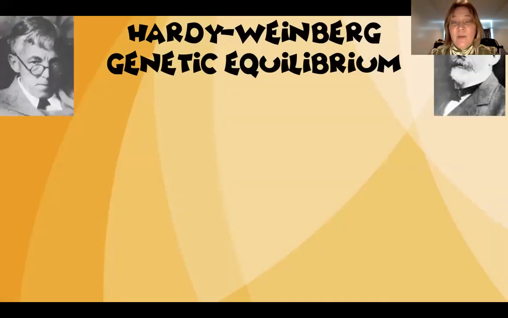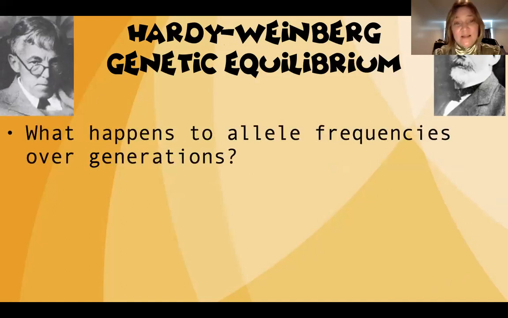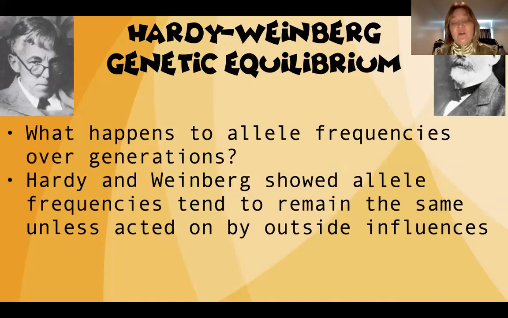The last topic for section 1 is kind of related to the main title of this section, which is genetic equilibrium. Now, what happens to allele frequencies over generations? These two scientists are named Hardy and Weinberg. They showed that allele frequencies tend to remain the same unless acted on by outside influences.